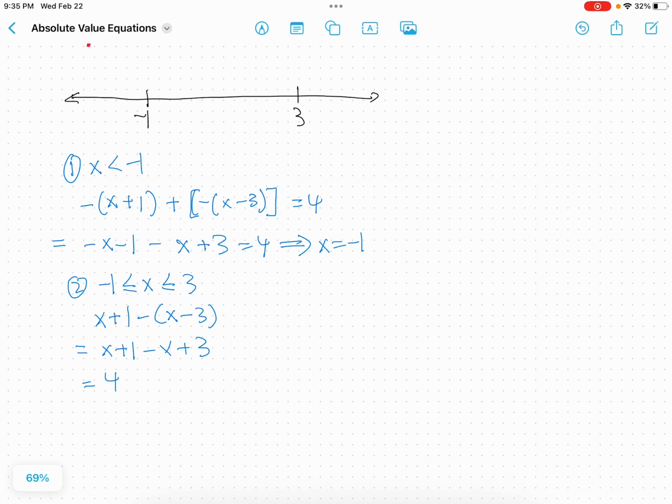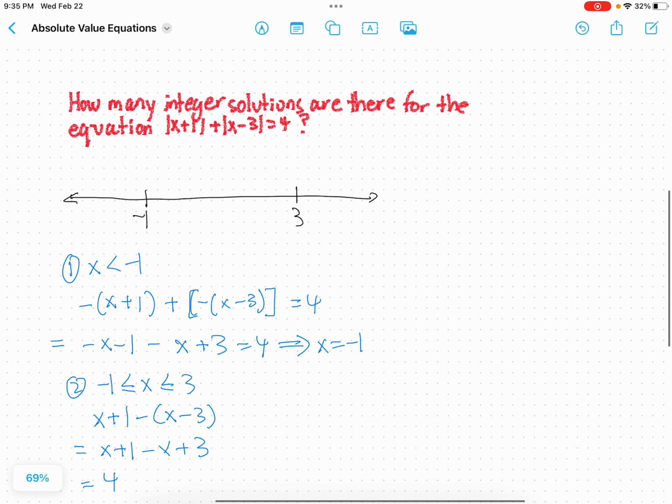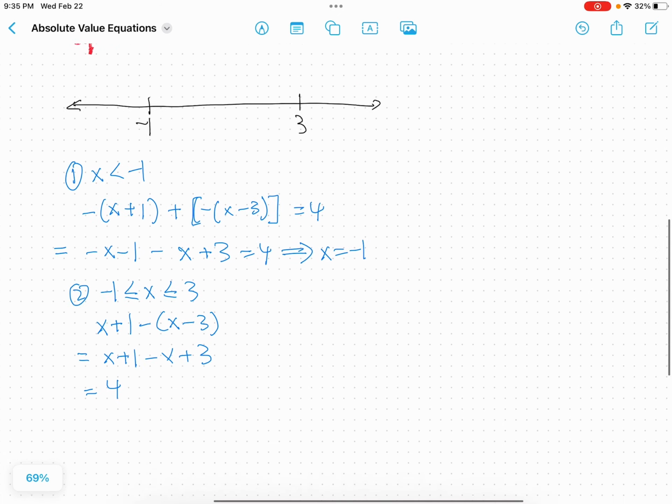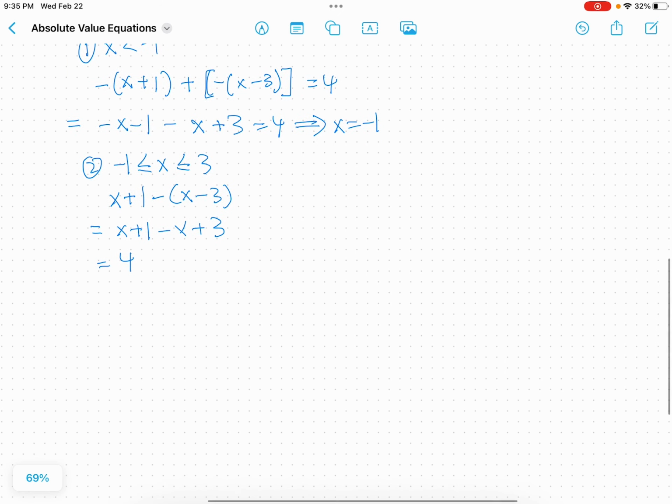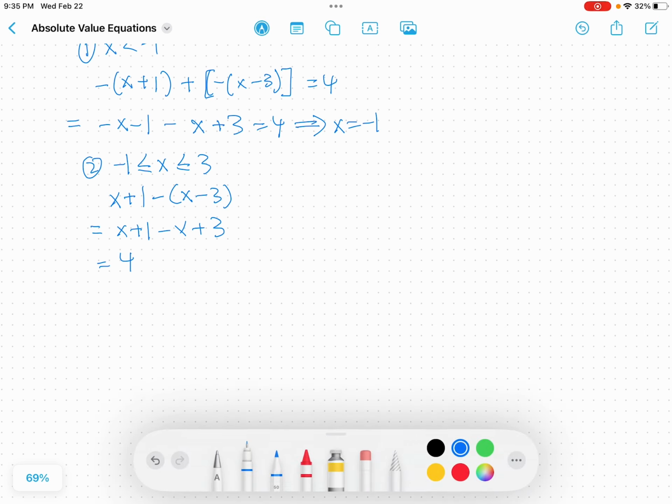So what do you think we can do now? Well, since the question asks for how many integer solutions, and all of the solutions that are integers work in this range, we just have to find how many integers there are. x equals negative 1, 0, 1, 2, or 3.